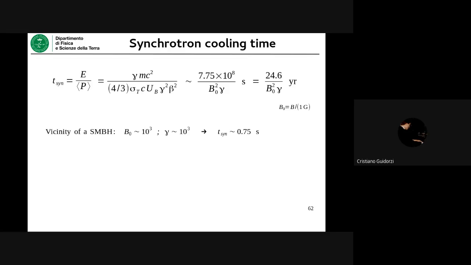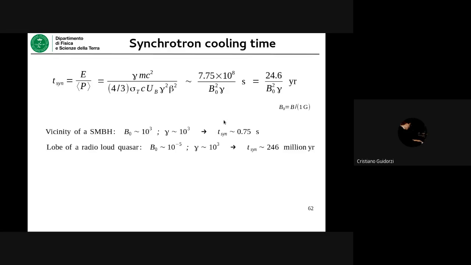So anyway, just to take an example of these beasts, we know that in their surroundings the typical magnetic field can be as high as 10 to the 3 Gauss. We also know that the Lorentz factor of particles can be of the order of 1,000. So you immediately see, by replacing these values into the cooling time formula, that these electrons cool very fast, within a matter of seconds.